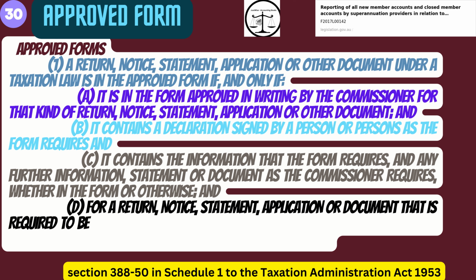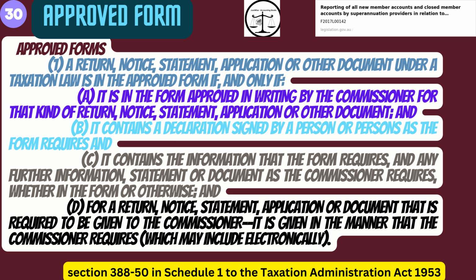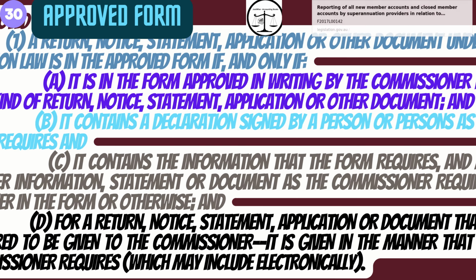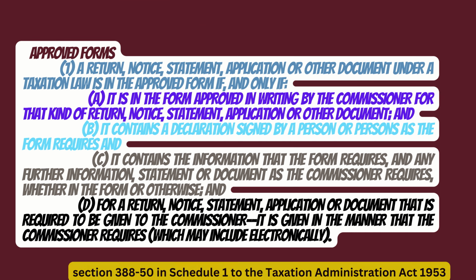It contains a declaration signed by a person or persons as the form requires, and (c) it contains the information that the form requires, and any further information, statement, or document as the Commissioner requires, whether in the form or otherwise, and (d) for a return, notice, statement, application, or document that is required to be given to the Commissioner, it is given in the manner that the Commissioner requires, which may include electronically.